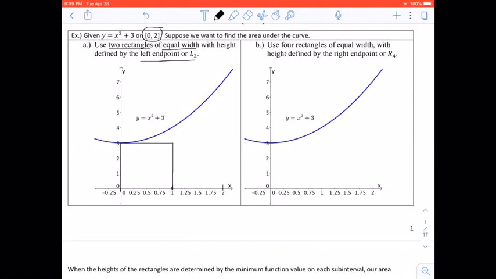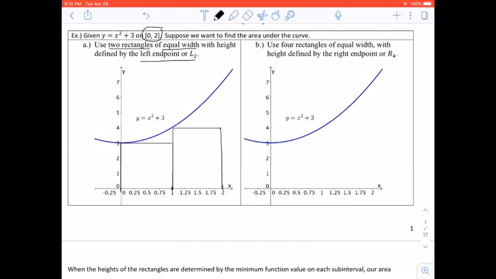to 1. Okay, and then I'm going to make my second rectangle, taking at 1, going straight up until I touch that graph, and going across, and then back down at 2. Okay, and because these are rectangles, the area is very easy to find.